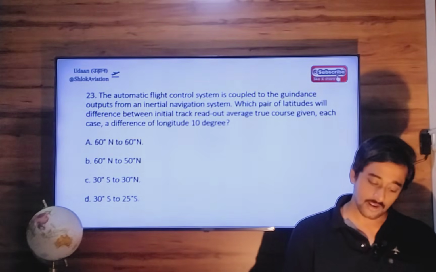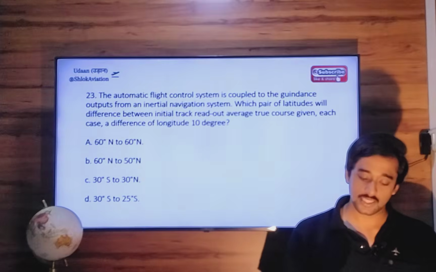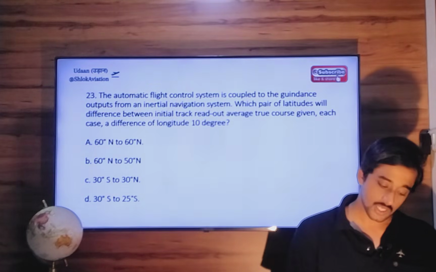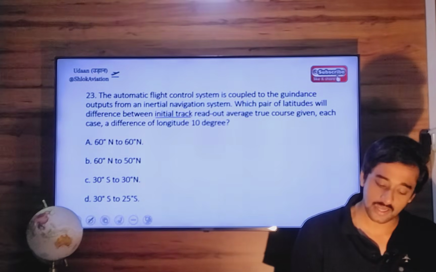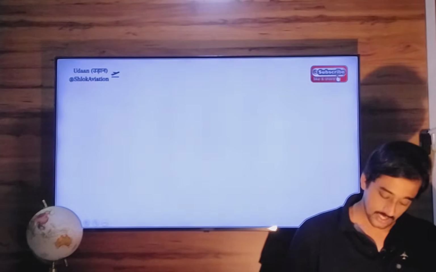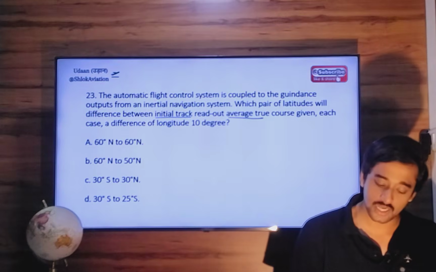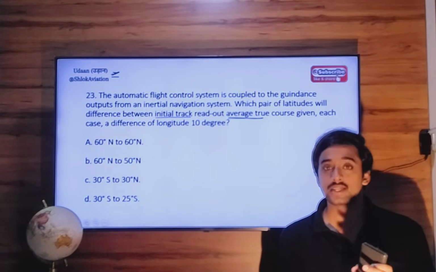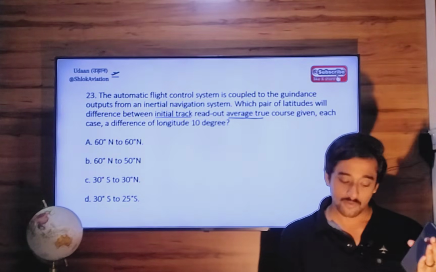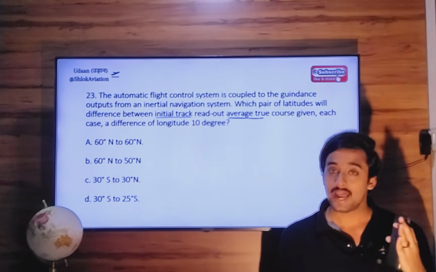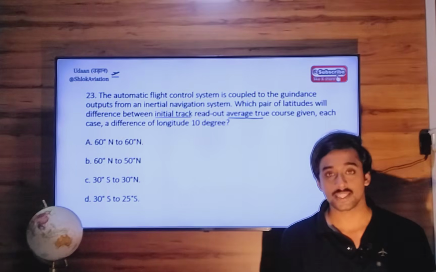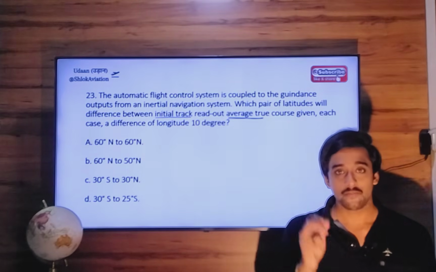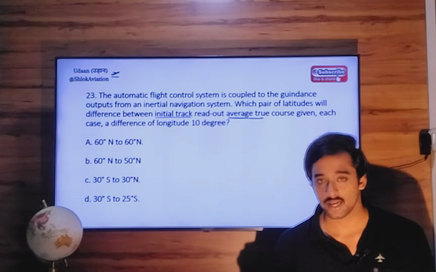So next, 23. Which pair of latitudes will produce a difference that is maximum? So the difference between the initial great circle track and the average great circle track. Average great circle track is nothing but your rhumb line. So basically we have to find the pair of latitudes where we are going to get the maximum difference, maximum convergence angle between a great circle track and a rhumb line track.